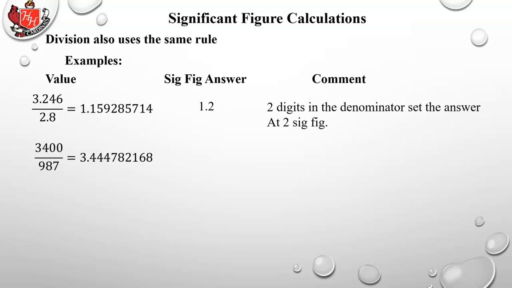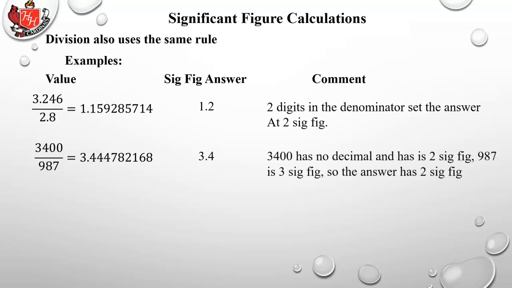3,400 is 2. 987 is 3. So you can have 2 in the answer. That's going to be 3.4. The second 4 rounds the first 4 back down to a 4. So 3,400 has no decimal and has 2 sig fig. 987 has 3 sig fig, so the answer has 2 sig fig.